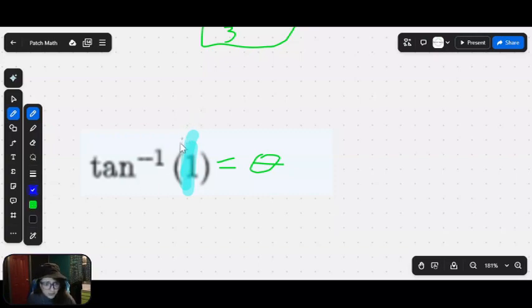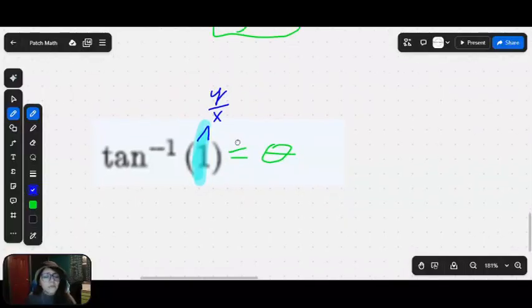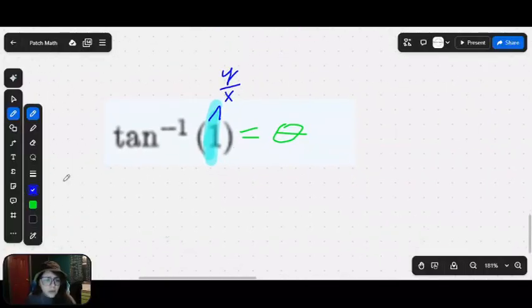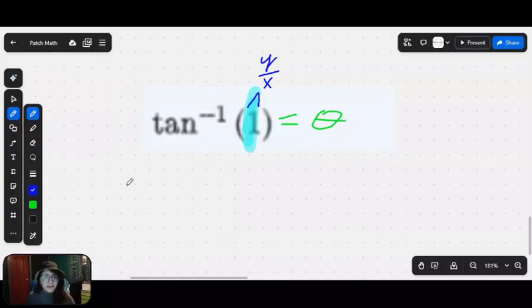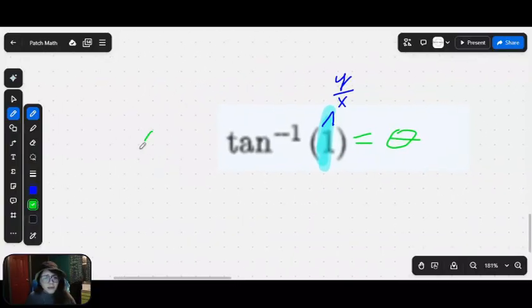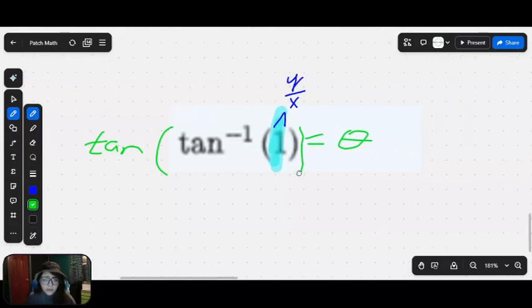Let me write that in blue or something. This 1 right here, we are trying to find the y over x ratio that will give us 1 on the unit circle. I do not like to think in terms of inverses. So I come in here and take the tangent of each side of this equation to get this in tangent form.